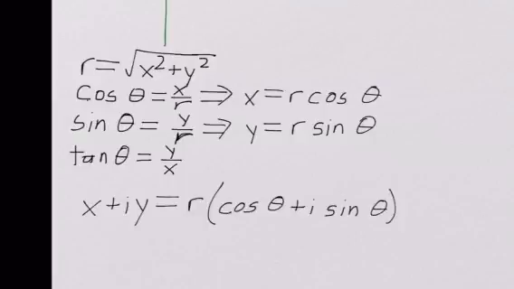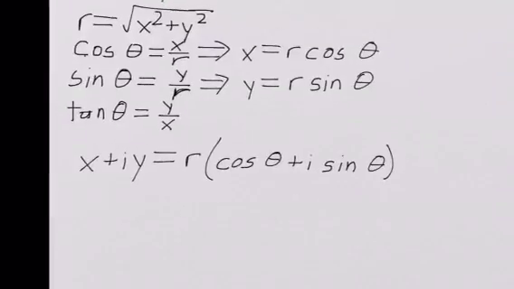Now, this cosine plus i sine is going to be used so frequently when talking about complex numbers that we're going to write this in a more compact form. We're going to write this as r and then cis, standing for cosine plus i sine, theta. So that's how you write a complex number in trigonometric form.